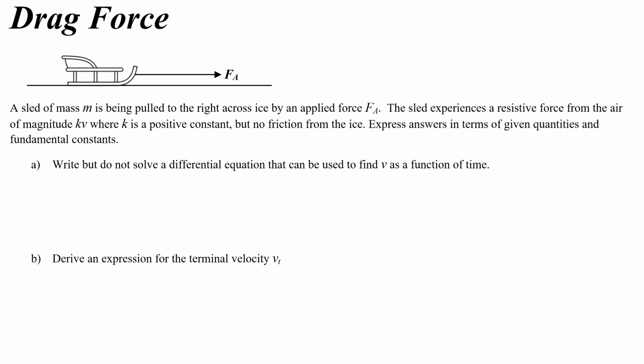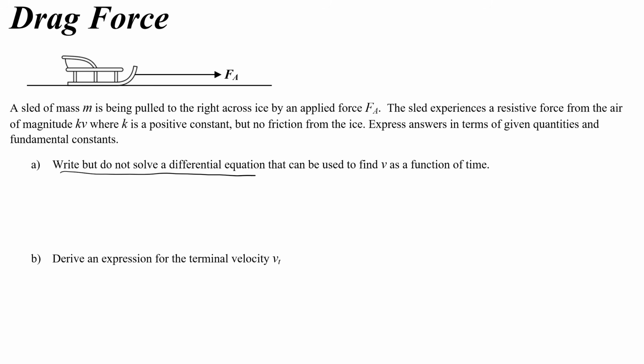A sled of mass m is being pulled to the right across ice by an applied force Fa. The sled experiences a resistive force from the air of magnitude kV, where k is a positive constant, but no friction from the ice. Express answers in terms of given quantities and fundamental constants. Okay, so a sled being pulled by an applied force. Pretty simple. And already I know that that force means I'm probably going to have to draw a free body diagram.